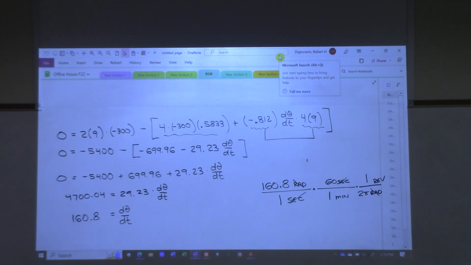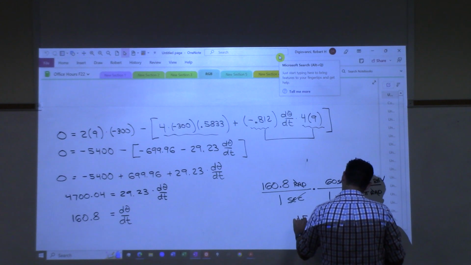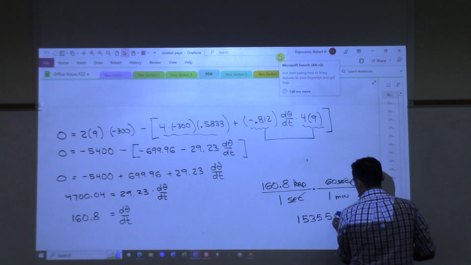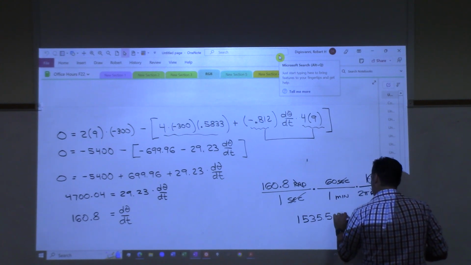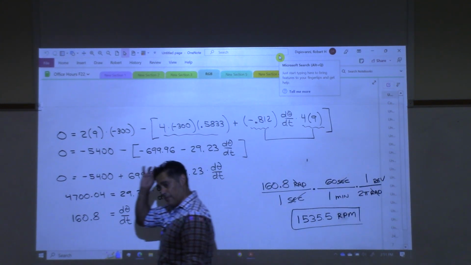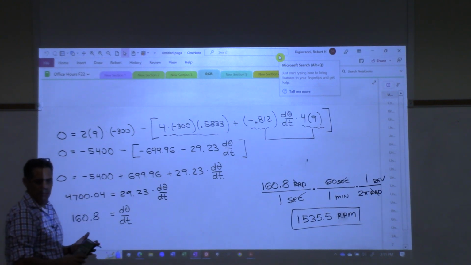So 160.8 times 60. Divide that by, make sure you do 2 pi in the denominator. I'm getting 1535.5 RPM. I'm just going to put RPM. About 1500 RPM. Are both the answers that you got here and over here, are they approximate or are they exact? They're approximate because I'm sure we were rounding, right? Wait, RPM is revolution per minute.